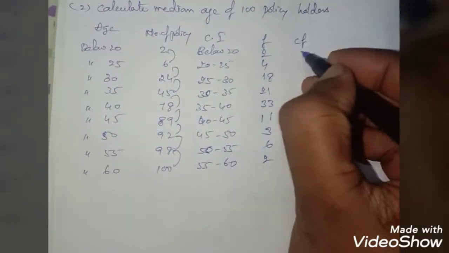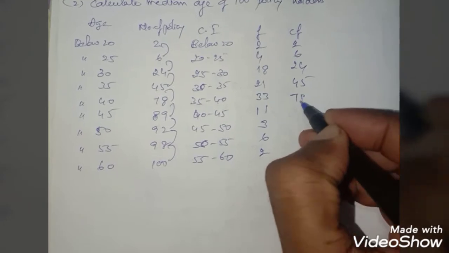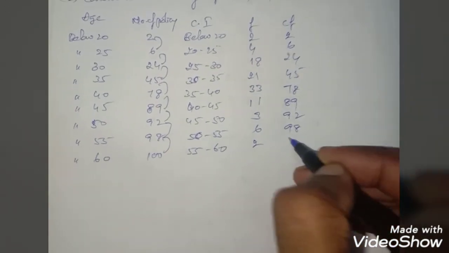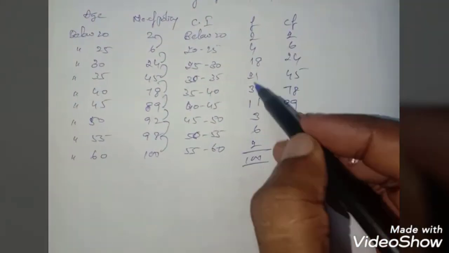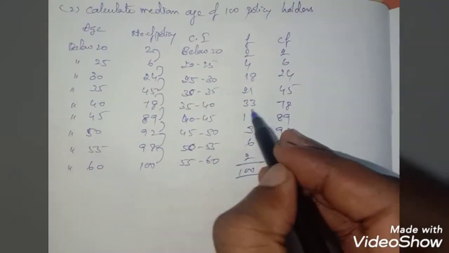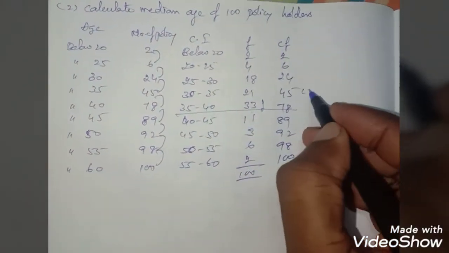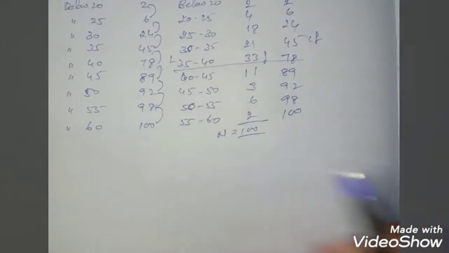And CF is nothing but 2, 6, 24, 45, 78, 89, 92, 98 and 100. So total values 100. Next, out of these frequencies, 33 is the biggest number, so I can underline this, so that 33 is F, this is CF, 35 is L, and this value is N.